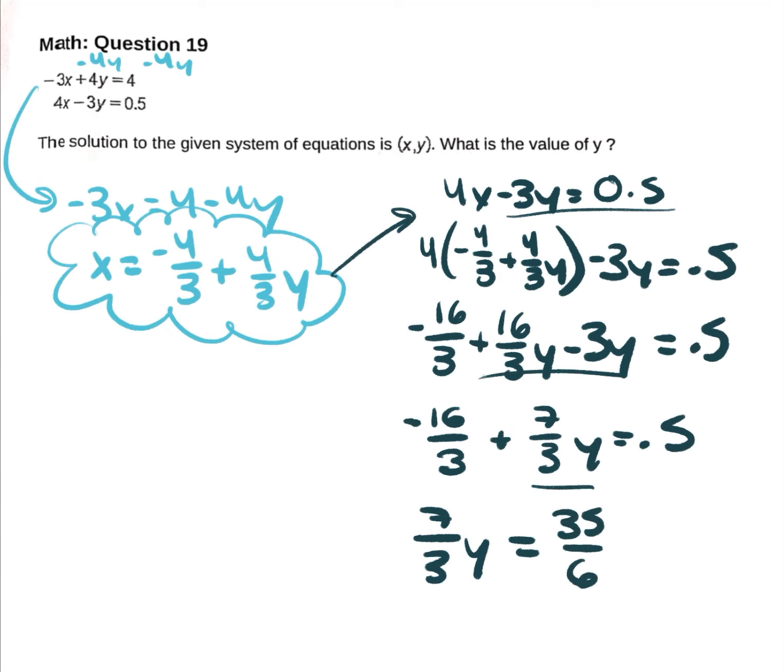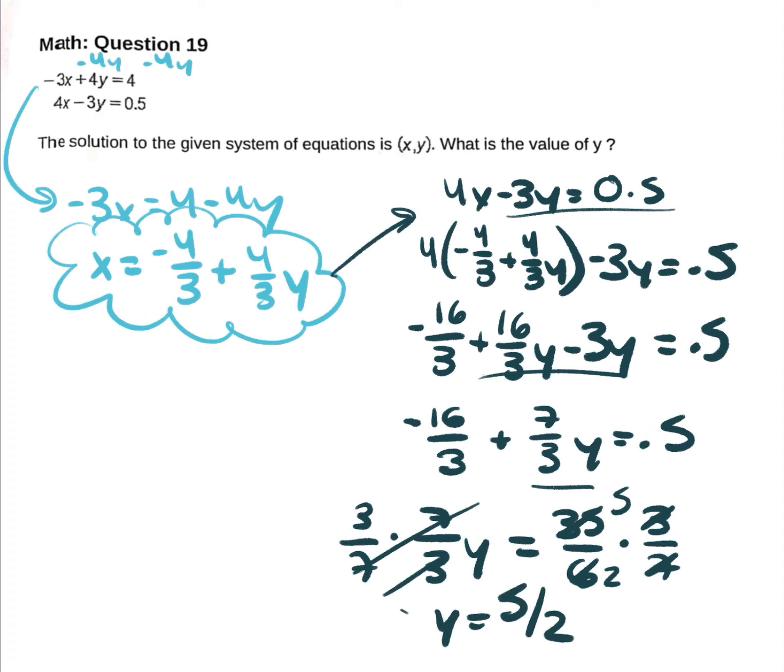35/6. Finally, all we have to do is multiply both sides by 3/7. So that cancels that out. And then here we can do 2, 5, y equals 5/2. And that's our answer to the value of y.